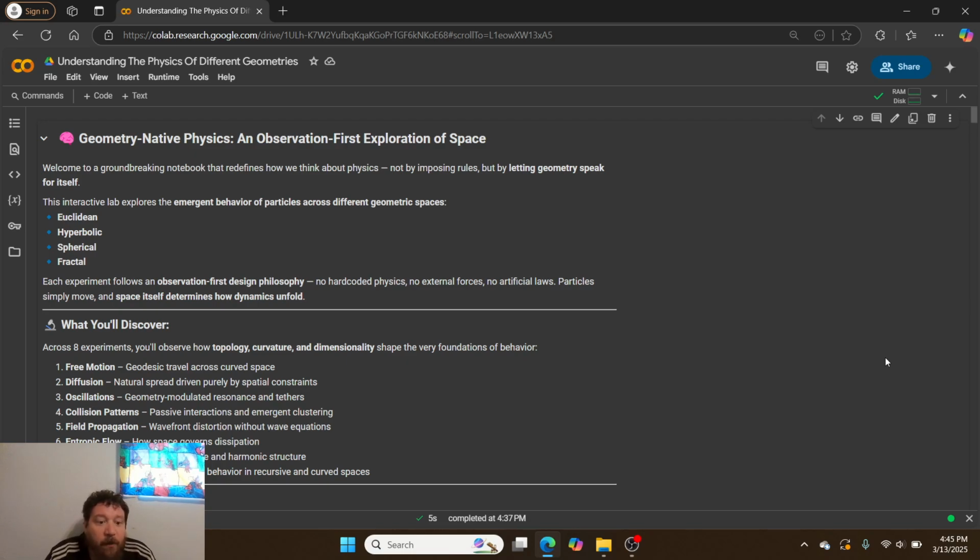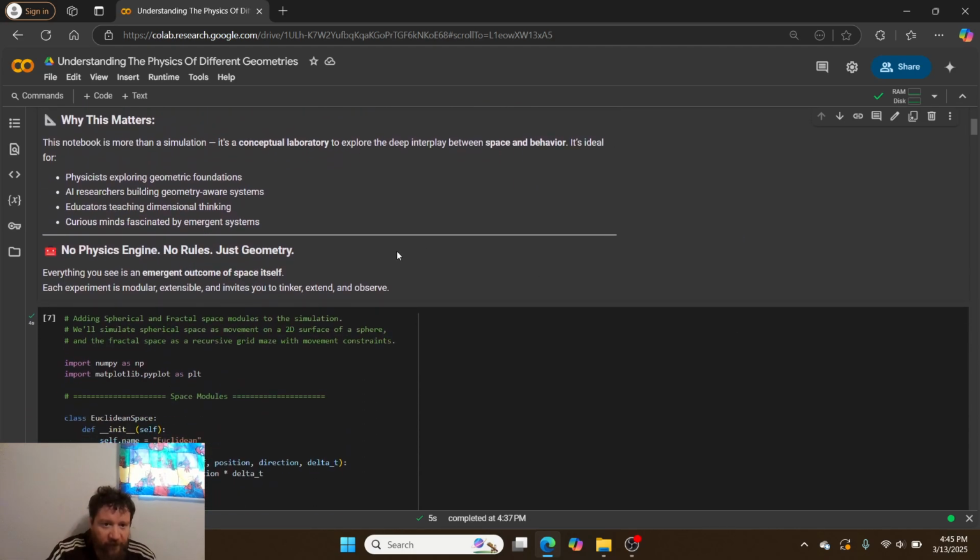So we're going to perform 8 different experiments, and in every single one of these experiments, all I do is code the geometry, right? We code the different geometries, and then we observe the interactions that occur in these different geometries. I'm going to do different types of physics experiments within these geometries, right? So we'll do 8 experiments. Again, no physics engine, no rules, just geometry. So everything that you see is an emergent outcome of the space itself. So let's dive into it.